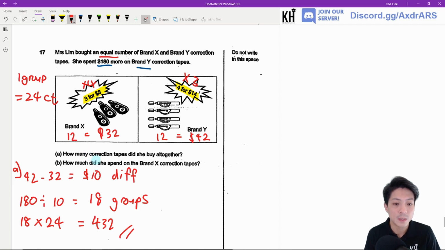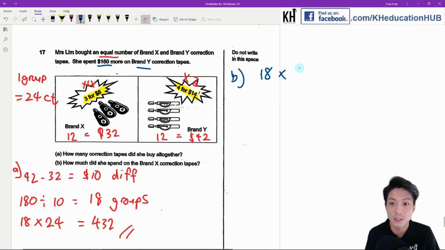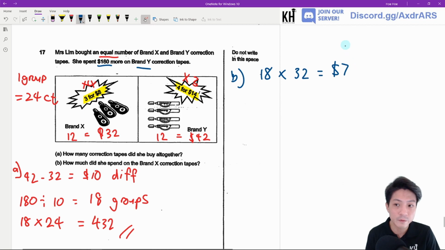Part B, how much did she spend on brand X correction tapes? Okay, so for part B, since there's 18 groups, okay, and then each group of the brand X is $32, so 18 times 32. That would be $576.